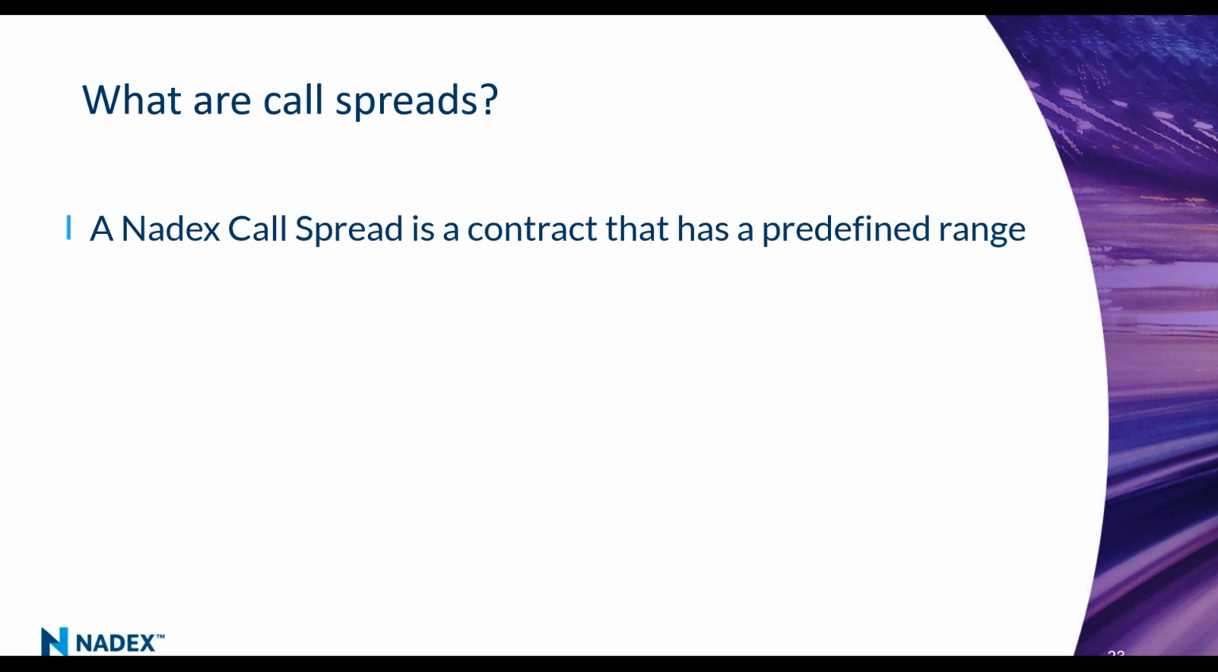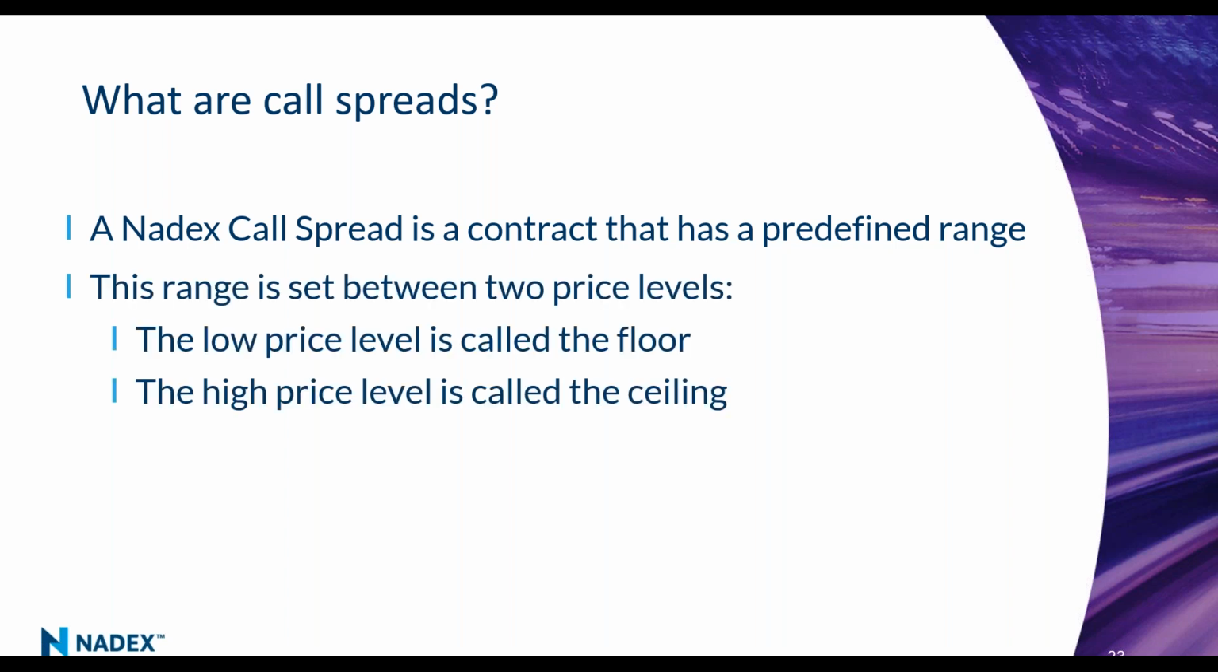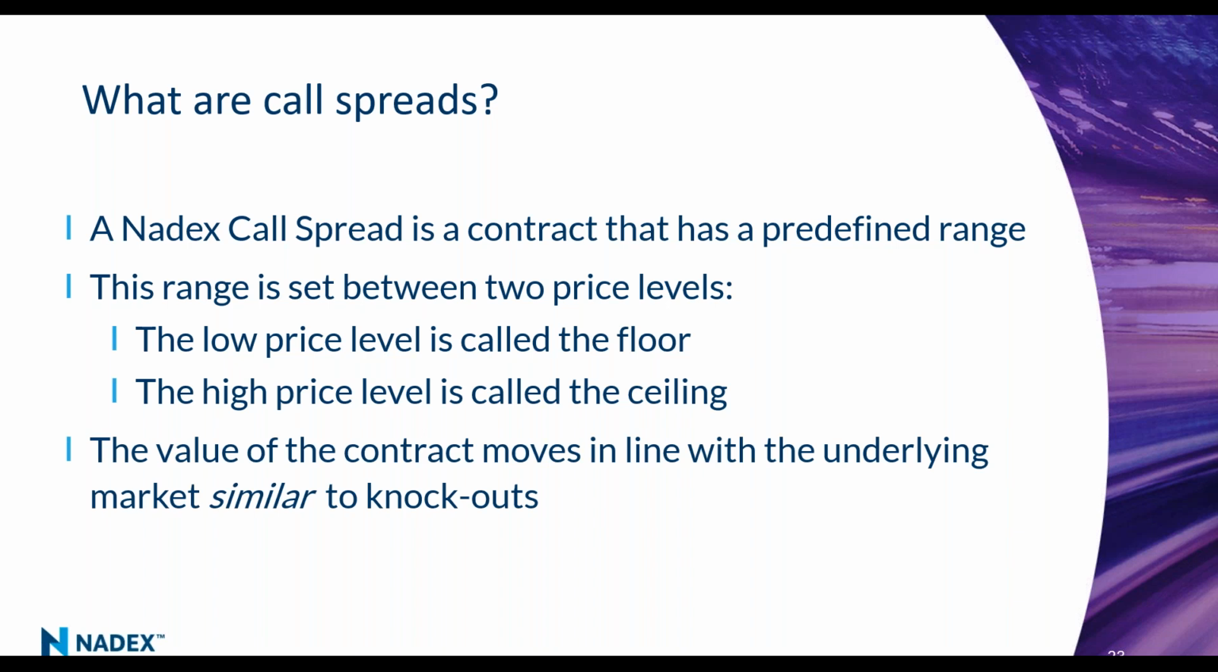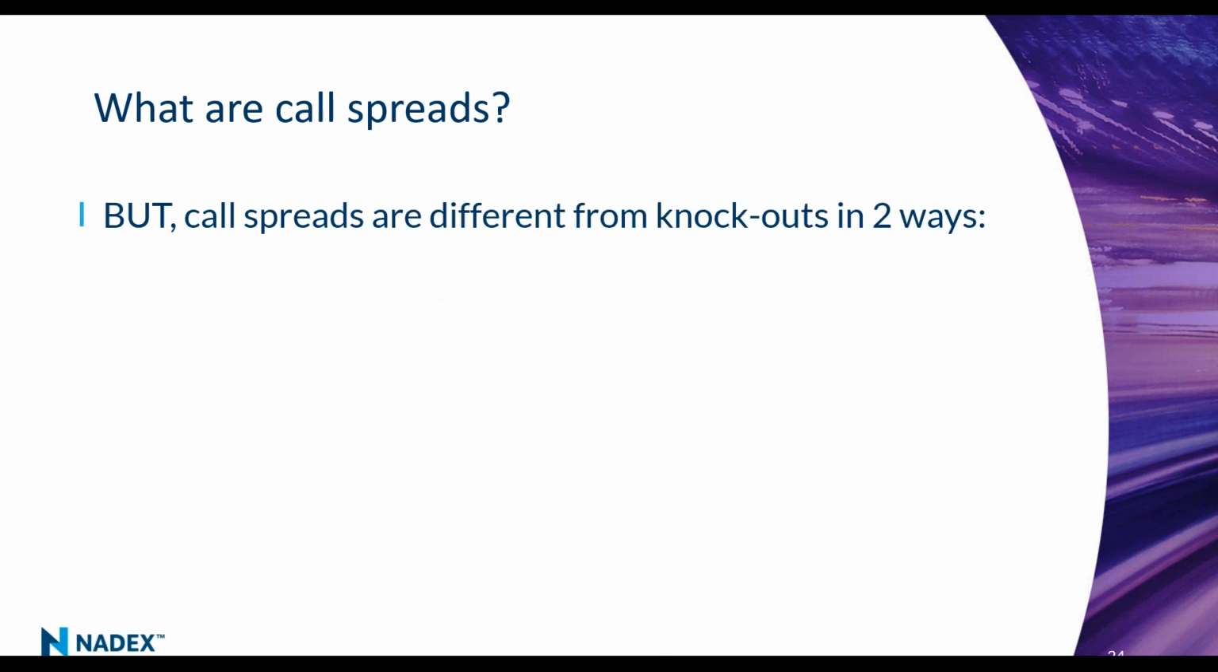It is also a contract that has a predefined range. And that range, just like in knockouts, is called the floor and the ceiling. So far, they're identical. And the value of a call spread will move in line with the underlying, very similar to knockouts. However, and this is where the big however is, call spreads differ from knockouts in two very distinct ways.